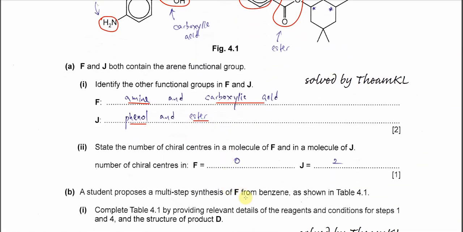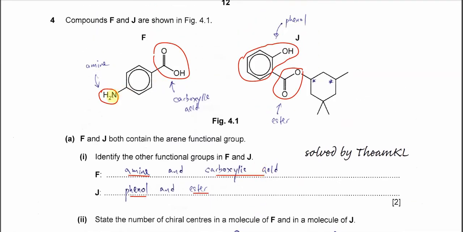Part 2. State the numbers of chiral centers in the molecules F and J. For molecule F, all the carbons here are sp2 carbons, so it cannot have any chiral center. So for compound F, no chiral center.